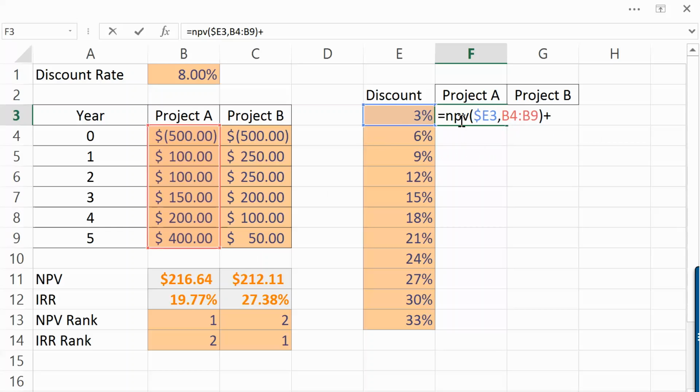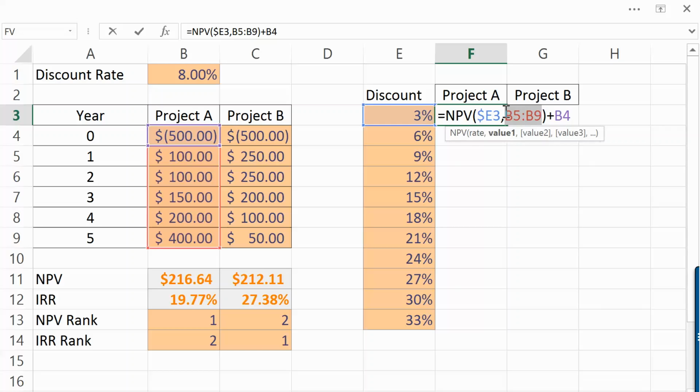And then I'm going to add, whoops, I made a mistake there. You can see I should have only started with the cash flow in year 1. So what I'm going to add is that first cash flow there. So I have the NPV at 3% discount rate of these cash flows from 100 to 400 and the initial cash flow. So there's my NPV.